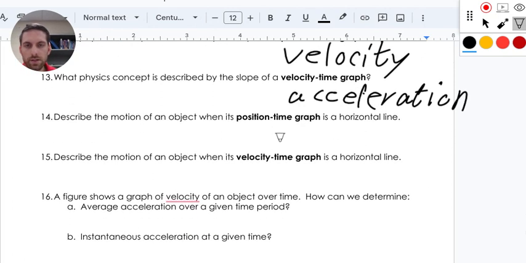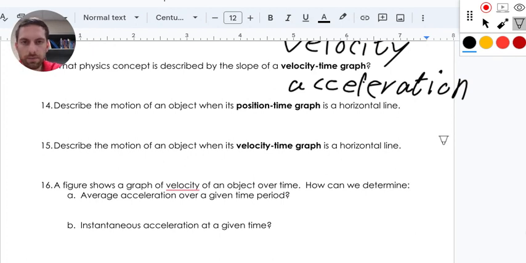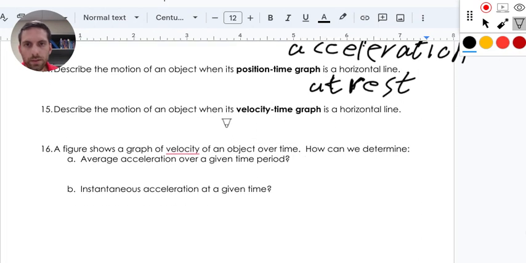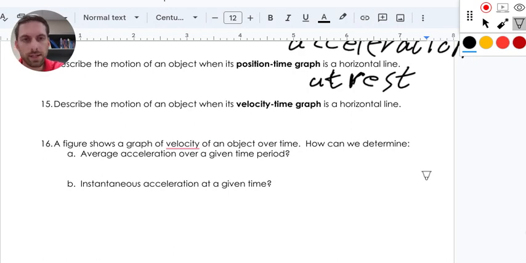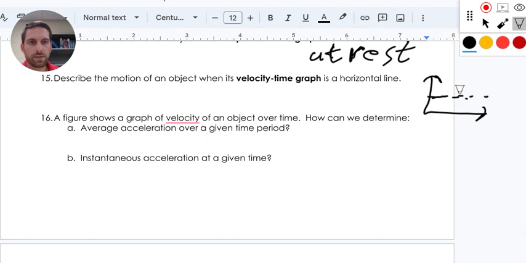When it's the motion of the object, a horizontal line means it's at rest, not moving. For a velocity-time graph, a horizontal line could still be moving unless it's at 0. So if it is at 0, it cannot be moving. But if it's above or below 0, it could be moving, for a V and T graph.